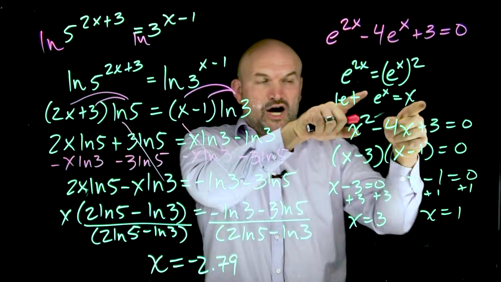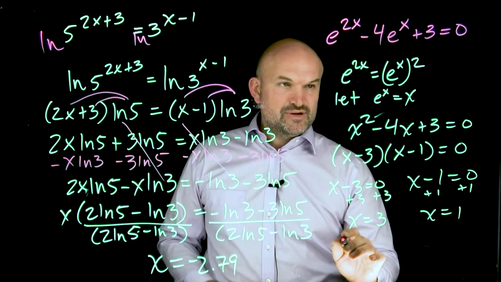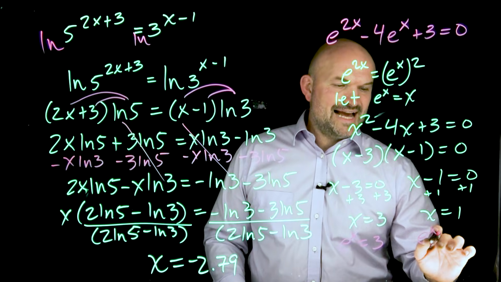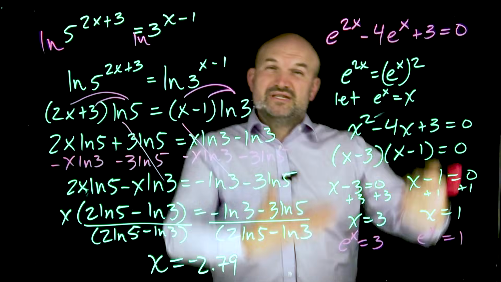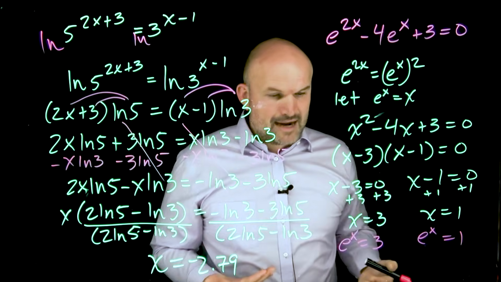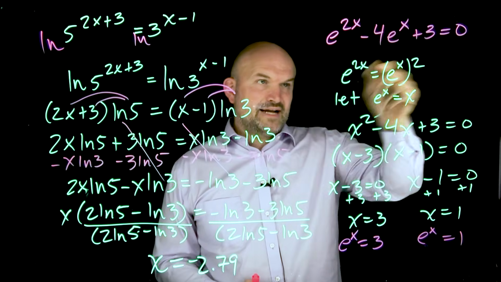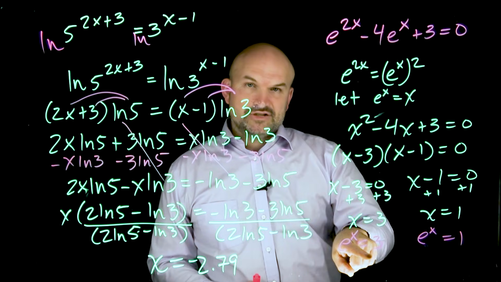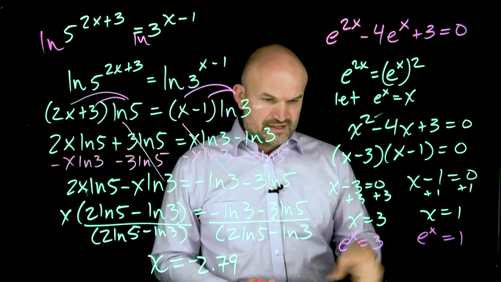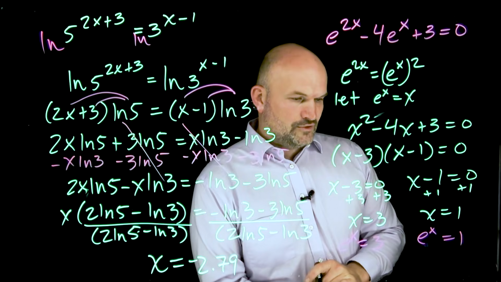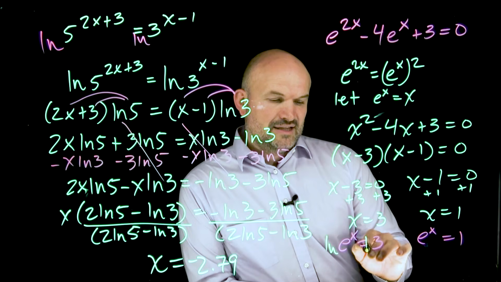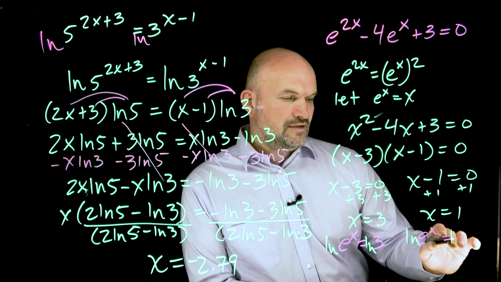Now I can go back, undo my substitution, and just rewrite this as e to the x is equal to 3 and e to the x is equal to 1. So you just use substitution to apply the algebraic operation, and then go ahead and plug back your original term that you substituted, in this case e to the x, back into your solution. But now we still need to go ahead and solve for this. So if I have e to the x is equal to 3, how do I solve that? Well, again, remember you can take the log of both sides. Take the ln of both sides.